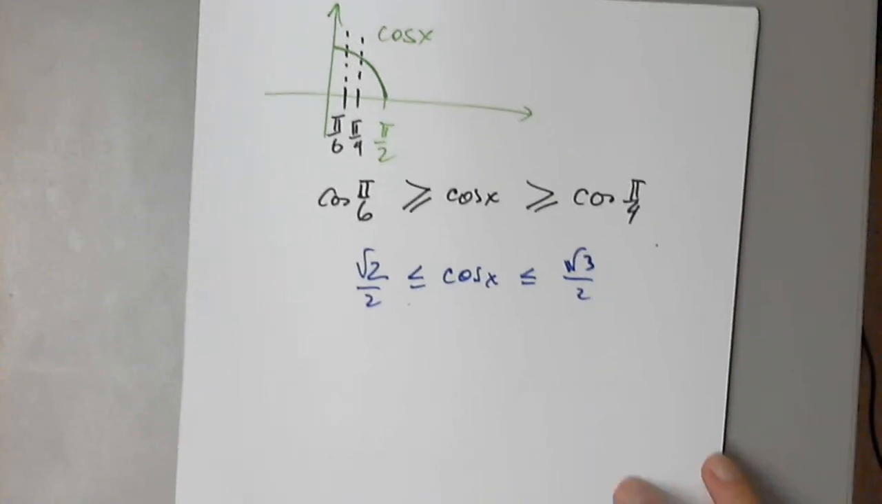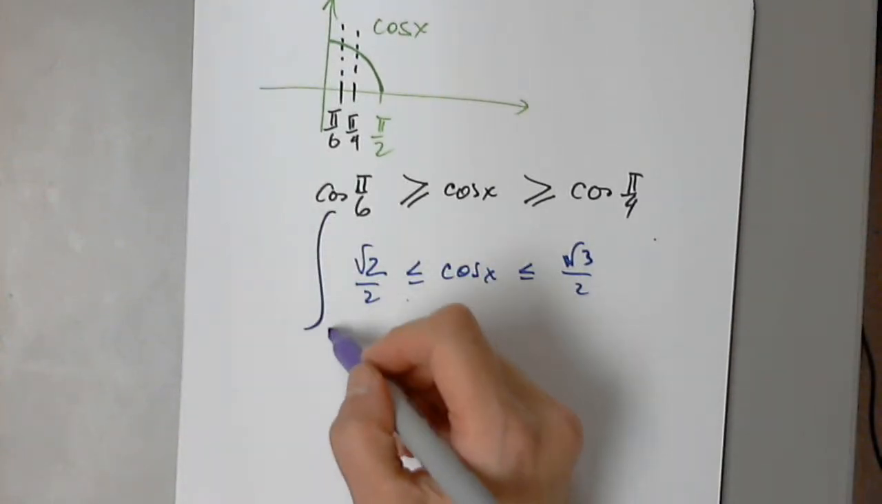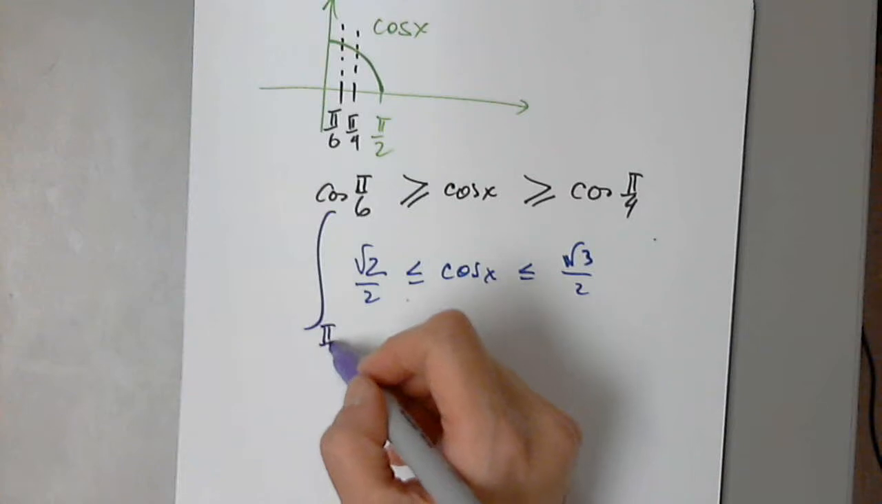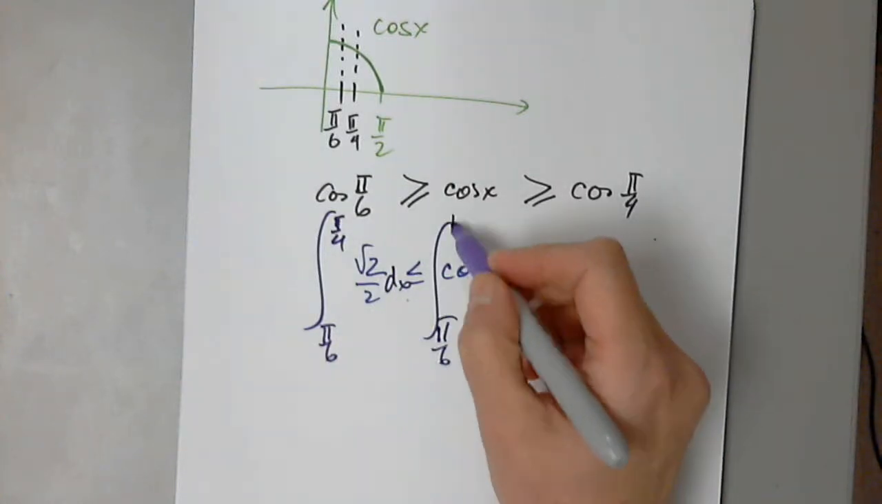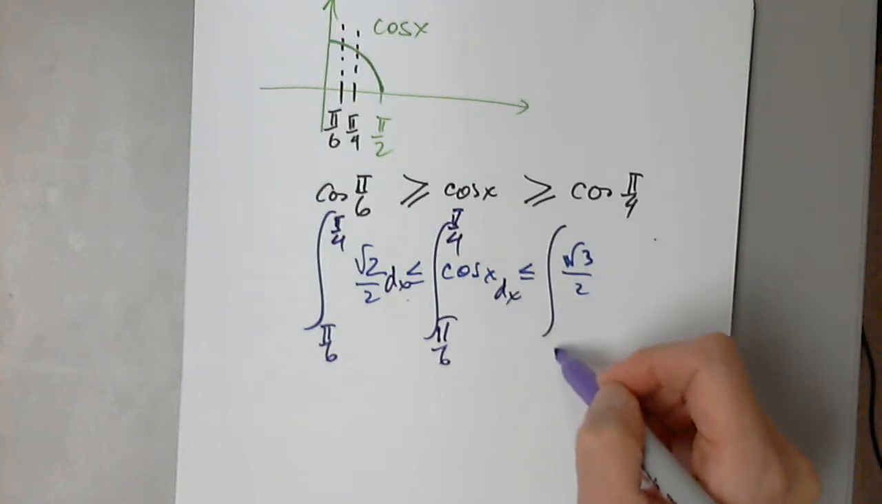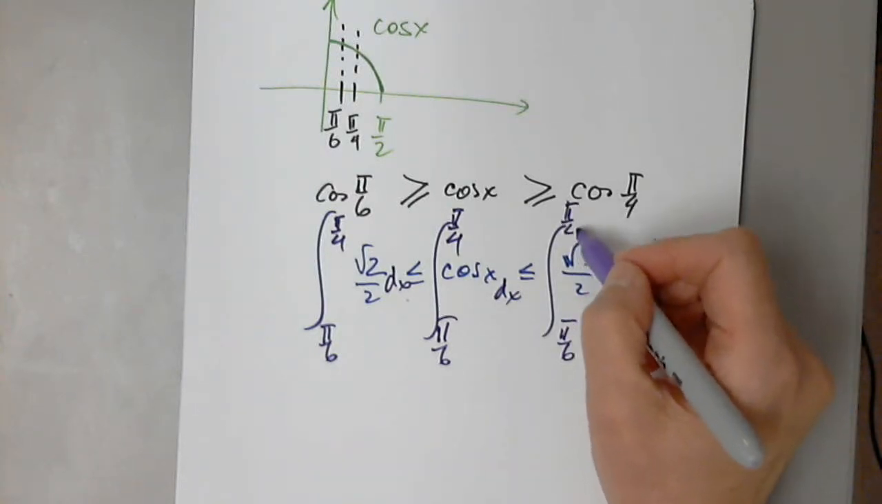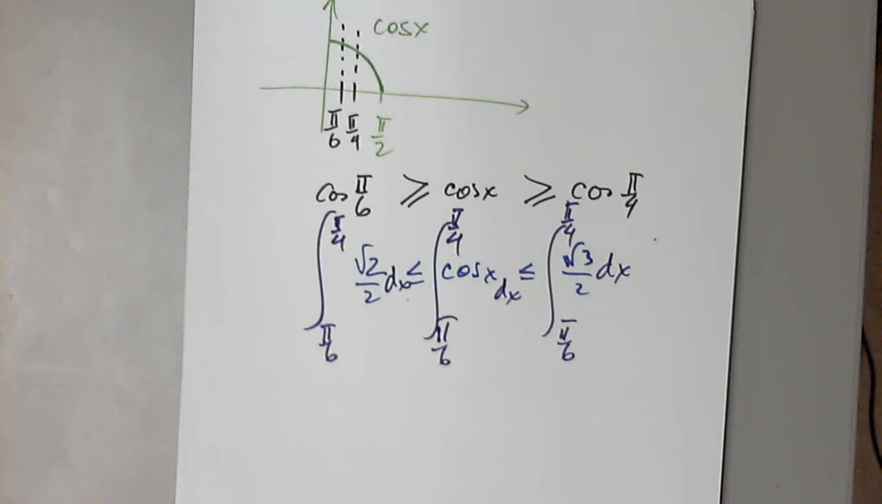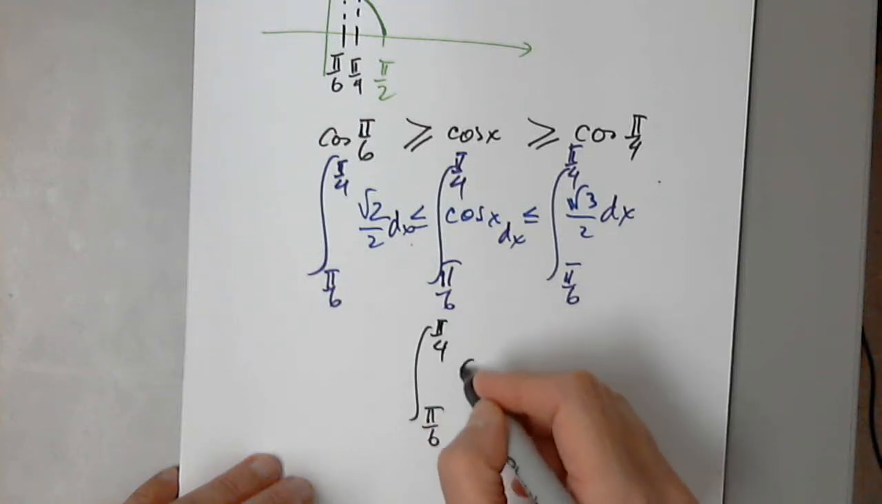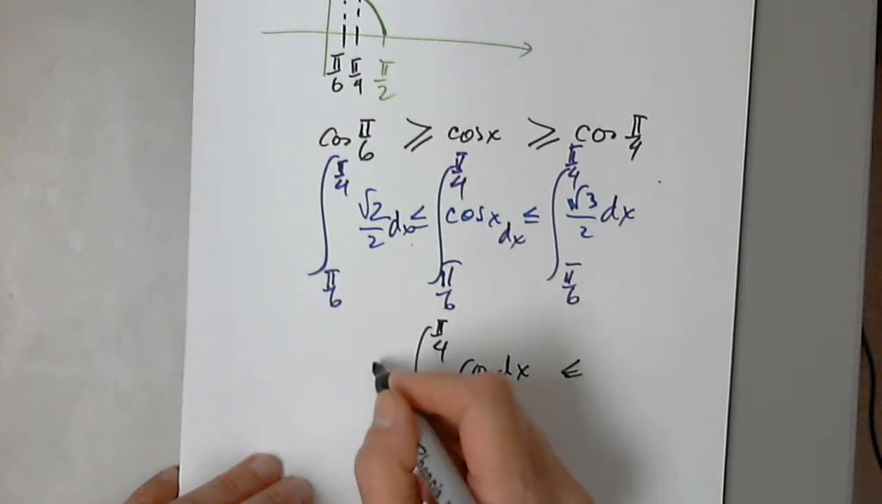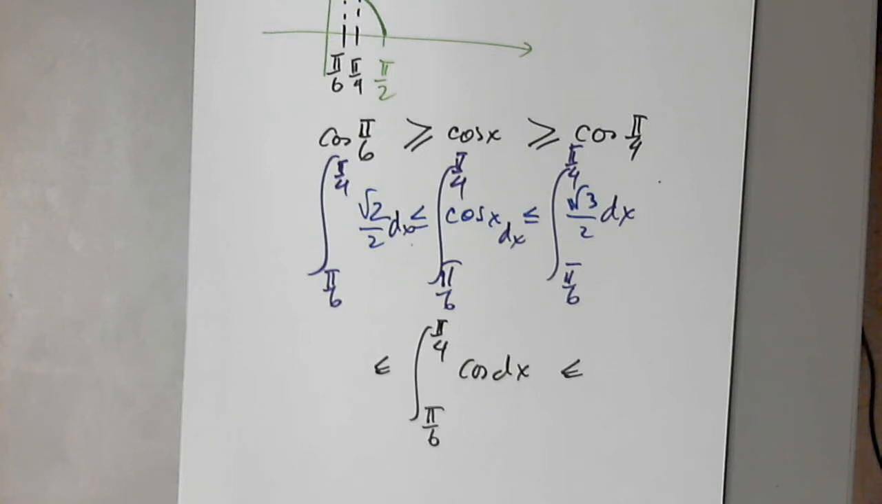Okay, gotcha. So now we have the integral from pi over 6 to pi over 4 dx on each of the three parts. The middle is what we wanted. And now we have to calculate left and right. They're not symmetric intervals. We have to calculate everything by hand.